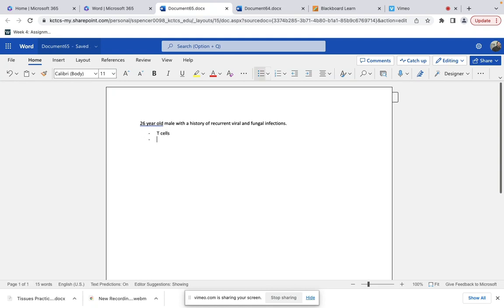Anybody know any conditions that primarily affect the T cells? HIV, AIDS, right? This is going to affect the CD4 helper cells. We'll cover that in a little bit more detail later on in the immunology section in this class. So T cells. What about if I told you that they had recurrent bacterial infections? Neutrophils. Awesome.